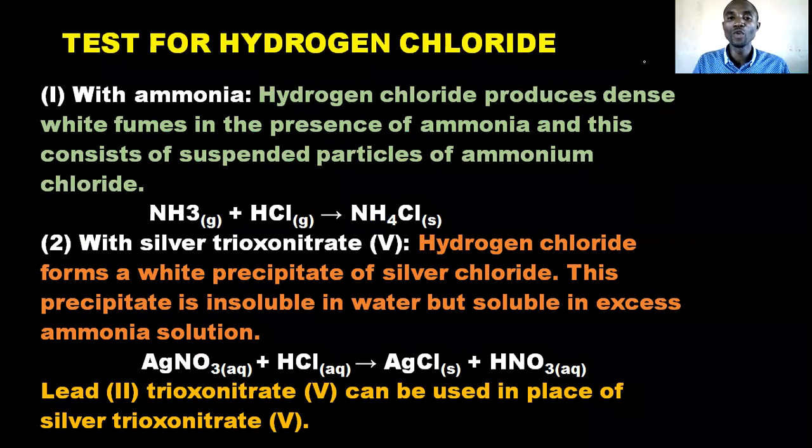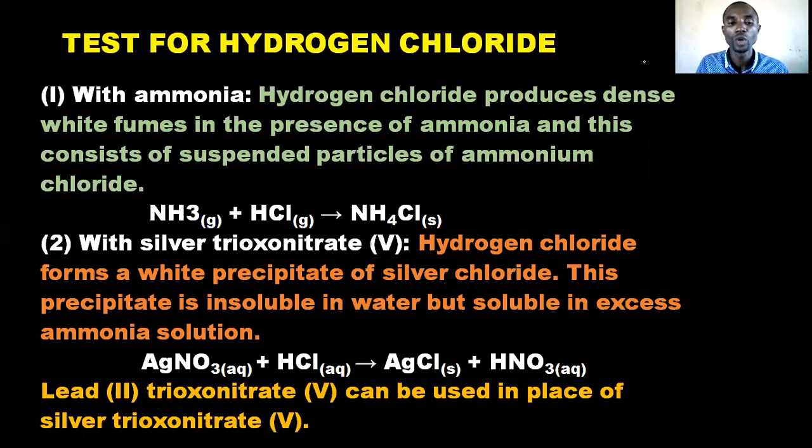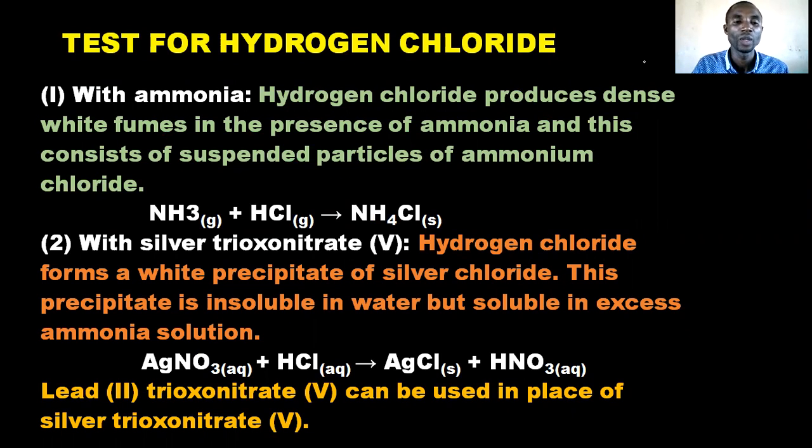We need to look at how we can test for hydrogen chloride. Now we have ways in which it can be tested. We can test it with ammonia and we can test it with silver nitrate. In the lab, we can test it using ammonia and we can also test it using silver nitrate. When we use ammonia, how can we do it? Hydrogen chloride produces dense white fume in the presence of ammonia, and it consists of suspended particles of ammonium chloride.